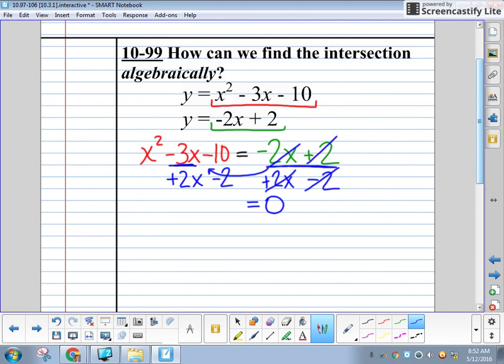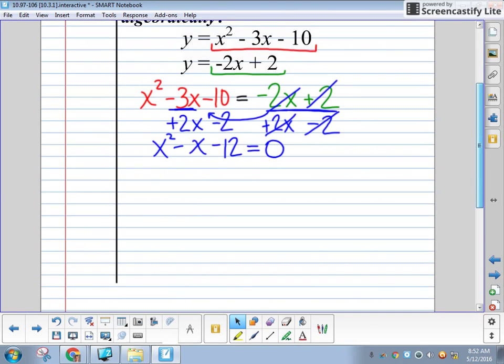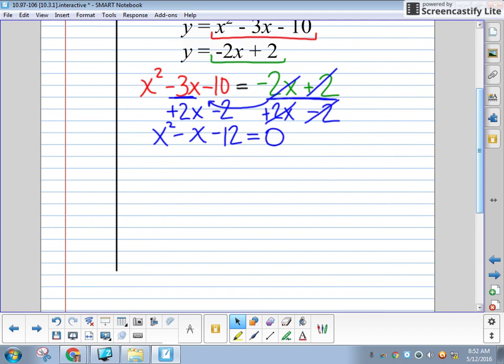Negative 10 minus 2 is a negative 12. Negative 3x plus 2x is a negative 1x. And nothing happened to my x squared, so that stays there. So now I have x squared minus x minus 12 equals 0. So I'm solving a quadratic.